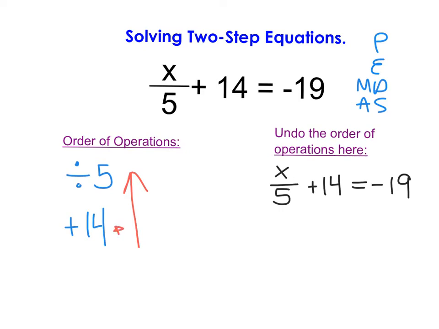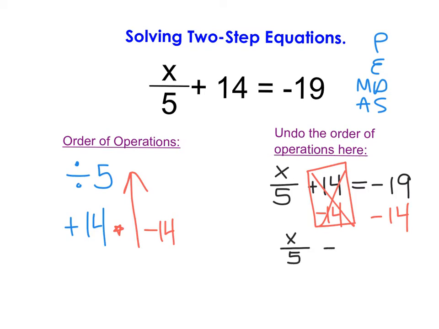So if we start here with this plus 14, in order to undo a plus 14, we need to subtract 14 from each side. So we have 14 and then a negative 14 together, so that becomes 0. So we're left with x over 5 is equal to negative 19, and then we have another negative 14. And if we subtract those two, or you can even use keep, change here if you want, negative 19 plus negative 14 leaves us with negative 33.